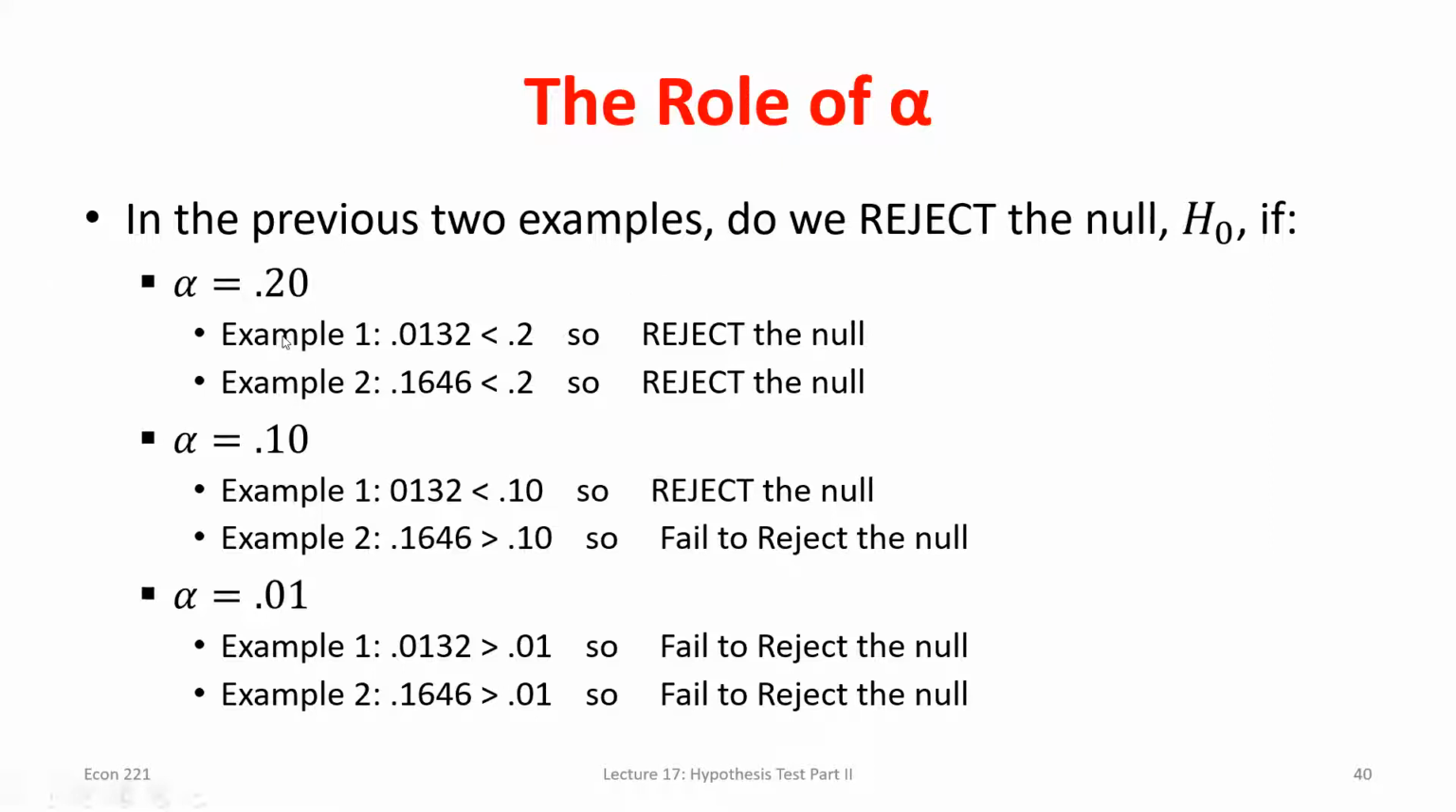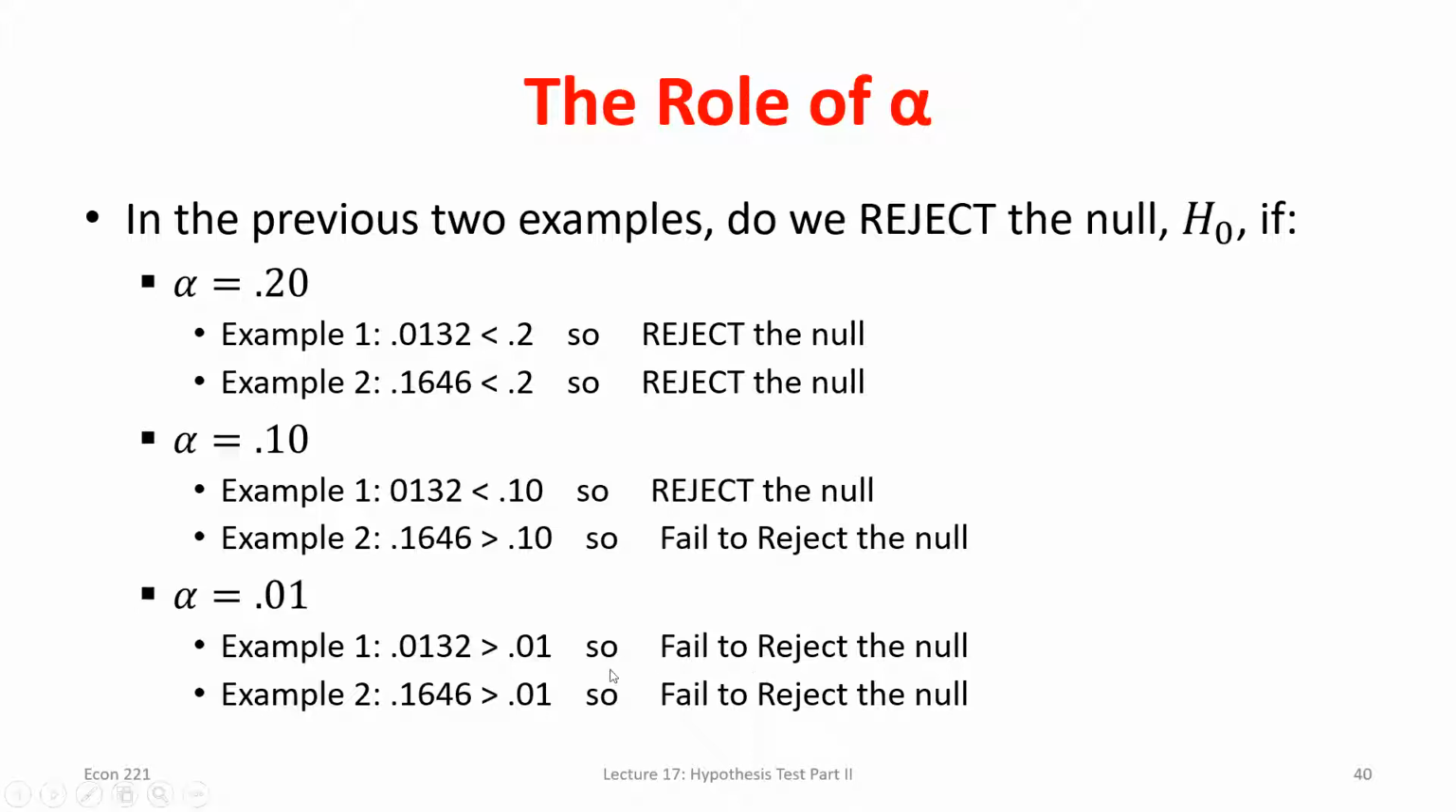So here was the first example that we did. Here's the second example. I'm just putting the p-values that we found. At the 80% confidence level, or 20% significance level, or an alpha of 0.2, I can reject the null for both of these. However, at the 10% significance level, when alpha is 0.1, or the 90% confidence level, I can only reject the null for that first example, not for the second. And for neither of them could I have rejected at the 1% significance level or 99% confidence level.